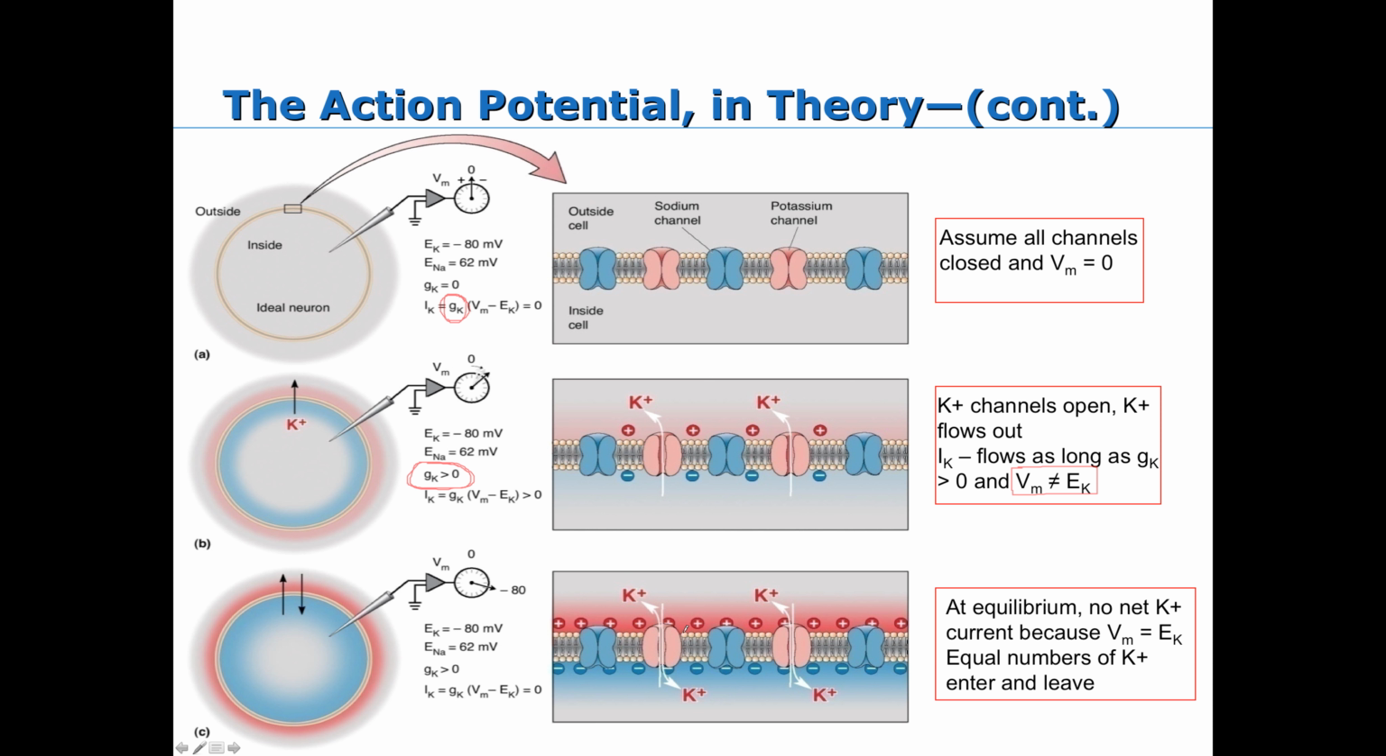Now, at equilibrium, there is no net potassium current because your membrane potential is equal to your equilibrium potential. An equal number of potassium ions enter and leave at the same time. So note that even if your conductance is greater than 0 and your channels are open, if your membrane potential is equal to your equilibrium potential, this will result in your conductance being multiplied by 0. That will give you 0. So your current will be 0 at equilibrium.